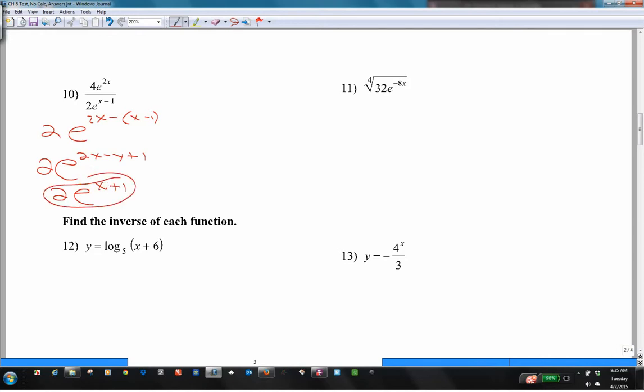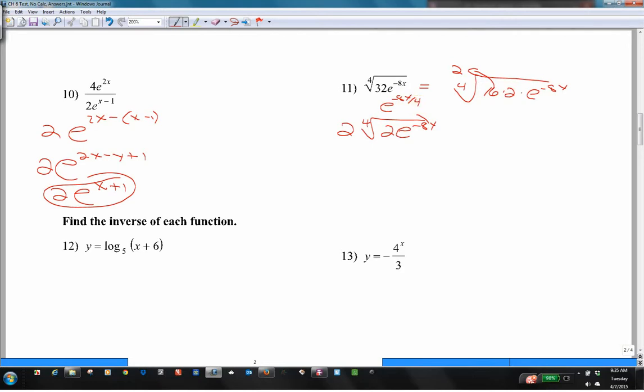Okay, the next one, I'm going to change this into the 4th root of, since 2 to the 4th is 16, I'm going to say this is 16 times 2 times e to the negative 8x. So the 16 comes out as a 2. So I have 2 times the 4th root of 2e to the minus 8x. So as far as the negative 8x, that would come out, and it would be e to the minus 8x divided by 4 is what's going to come out of there, right?